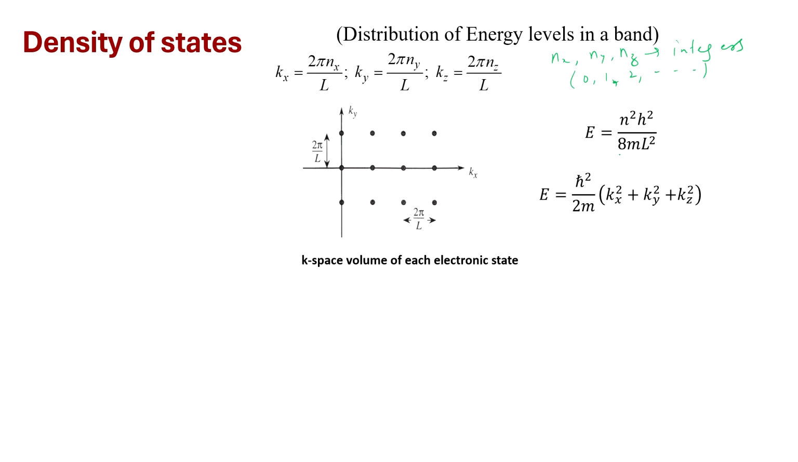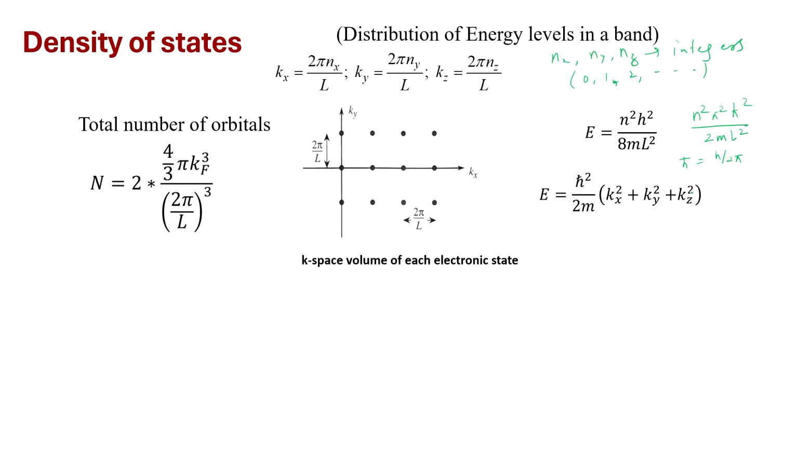And energy, as we saw in the electron in a box model, E is nothing but n square pi square h cross square divided by 2 m L square, and h cross is equal to h divided by 2 pi. So, I can write this as n square h square divided by 8 m L square. I can also write this as E is equal to h cross square divided by 2m into kx square plus ky square plus kz square in the 3D.